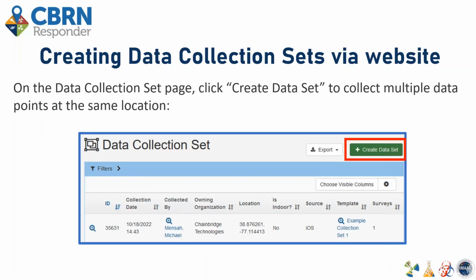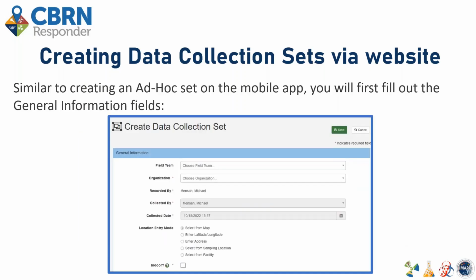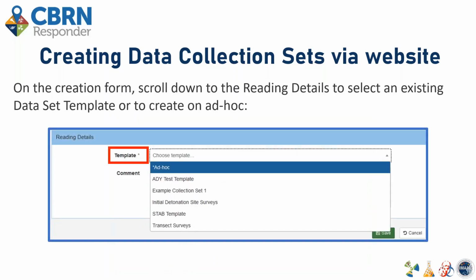On the data collection set page, select Create Data Set to collect multiple data points at the same location. Similar to creating an ad hoc set on the mobile app, you will first fill out the general information fields. On the creation form, scroll down to the reading detail section to select an existing data set template or to create an ad hoc.